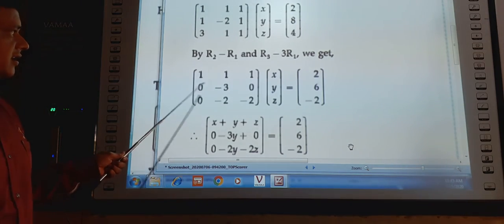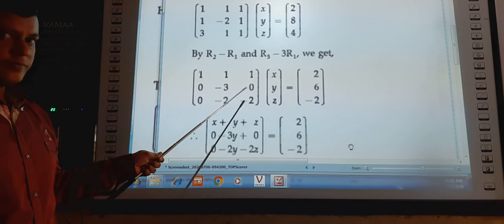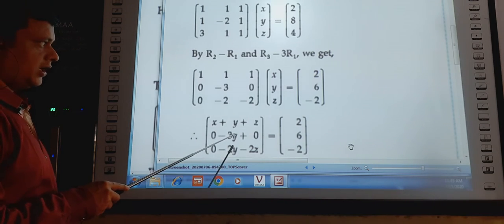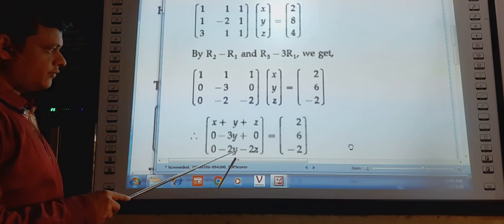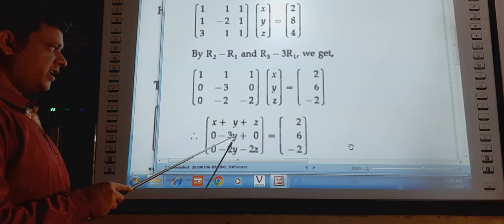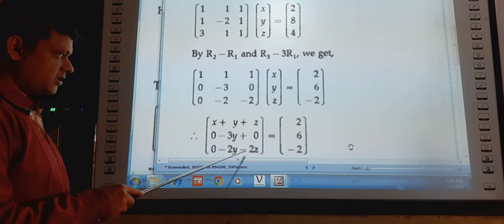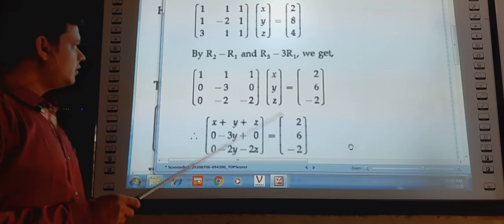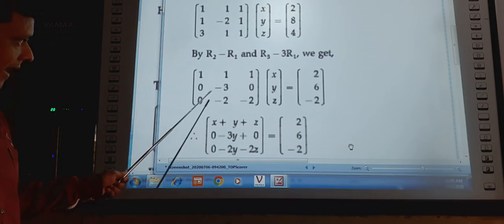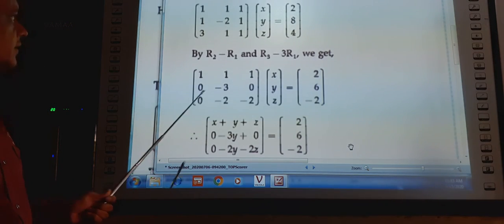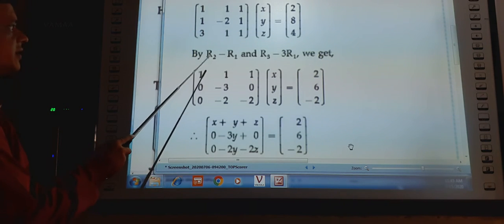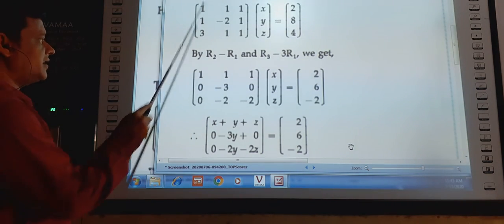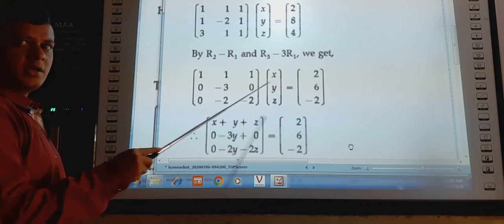So the second row, after writing into equation form, we get in terms of y only, and the last equation in terms of y and z. So this second equation is in terms of y, this third equation in terms of y and z, and this first equation in terms of x, y, z. So there is no need to reduce this -2 to 0. So we apply the elementary transformation R2 minus R1 for reducing this 1 to 0. So 1 minus 1 is 0. You can check the remaining elements.